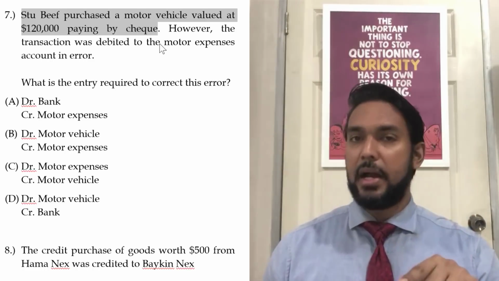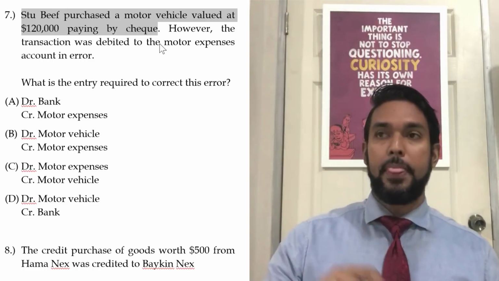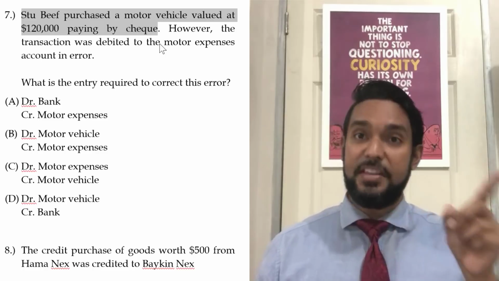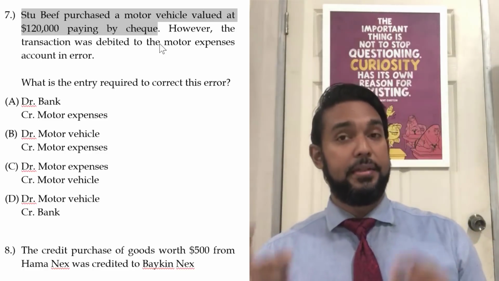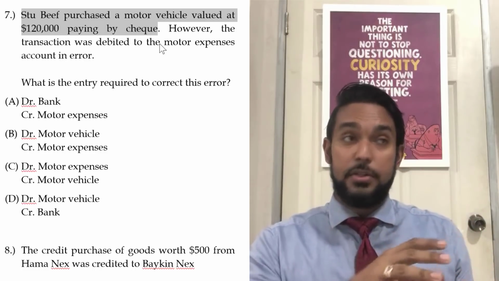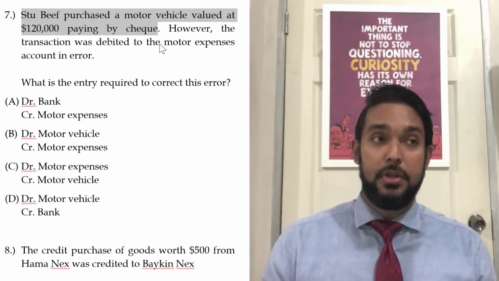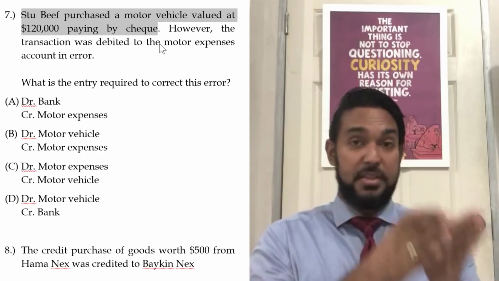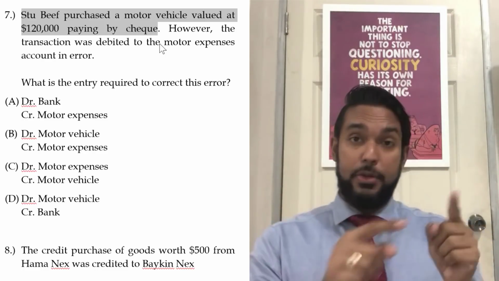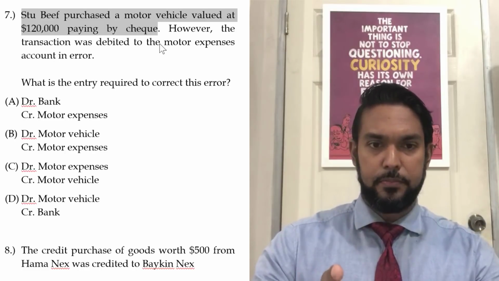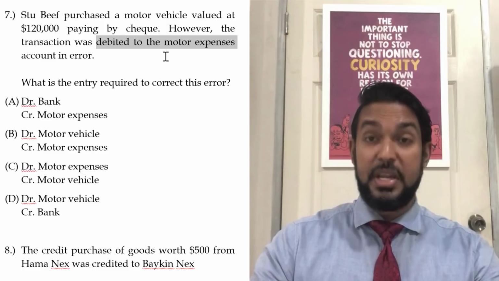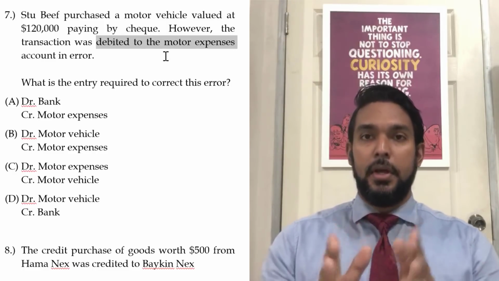So if you think about my hack, credit where it's coming from, debit where it's going. Money is coming from bank to pay for motor vehicle. So money is coming from bank, so we credit where it's coming from, and that money is going to pay for motor vehicle. So it's technically going to the motor vehicle account. The value is going from one place to the next. So you credit where it's coming from and you debit where it's going. So we were supposed to debit motor vehicle. Did we do that? No, we didn't. We debited motor expenses.